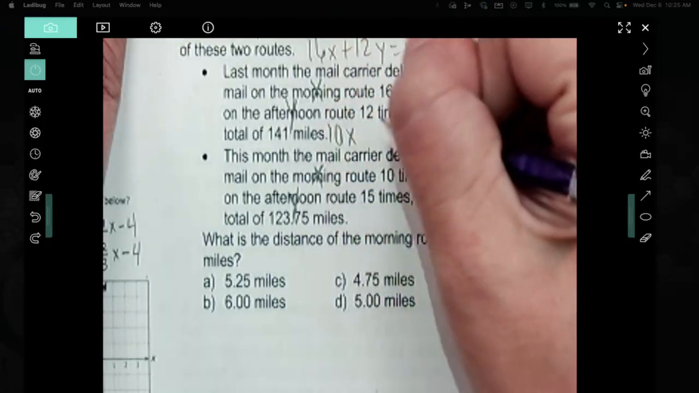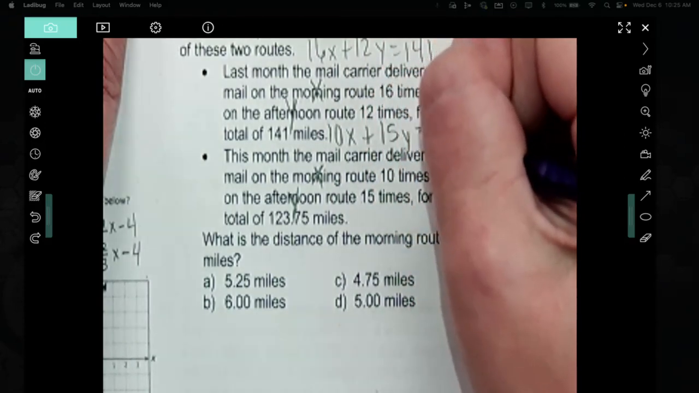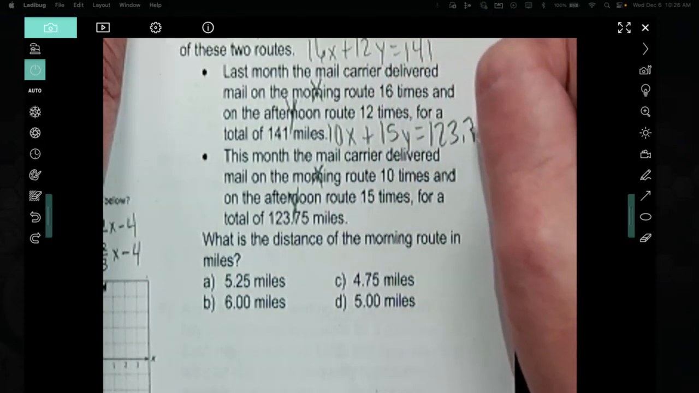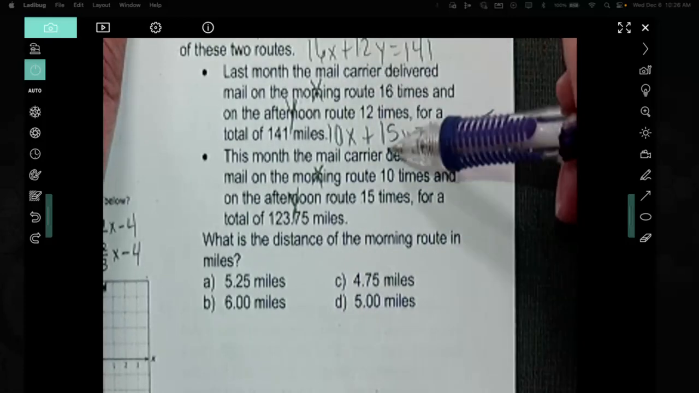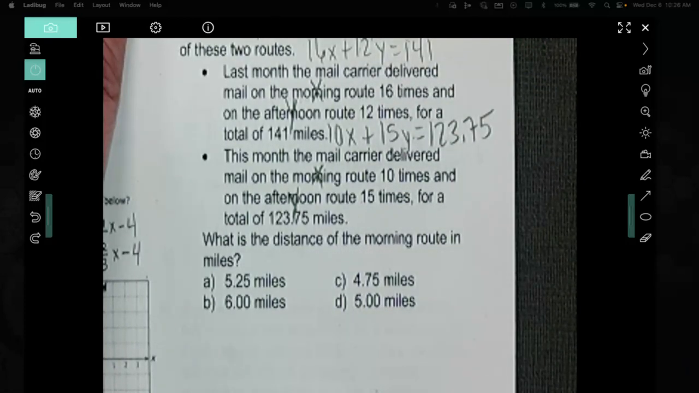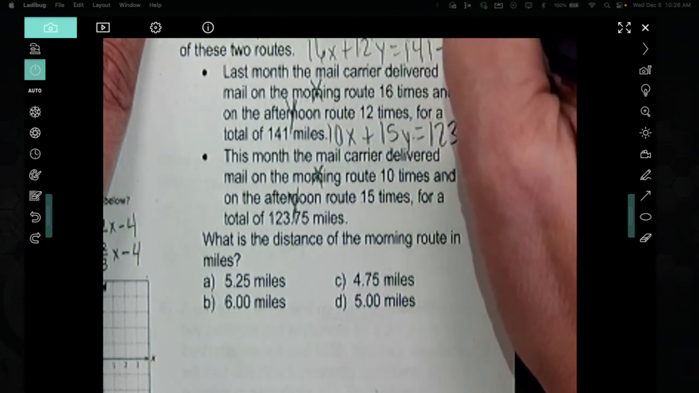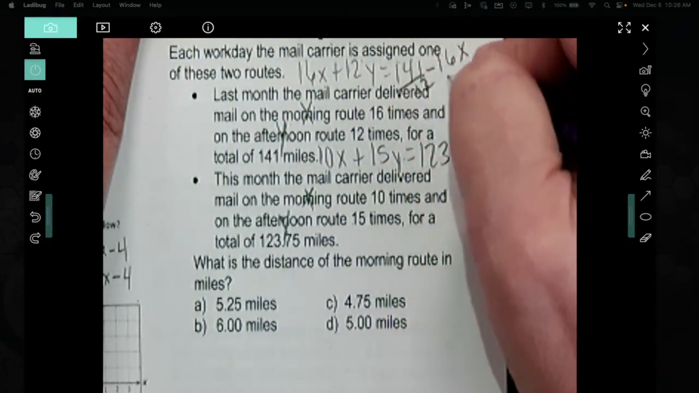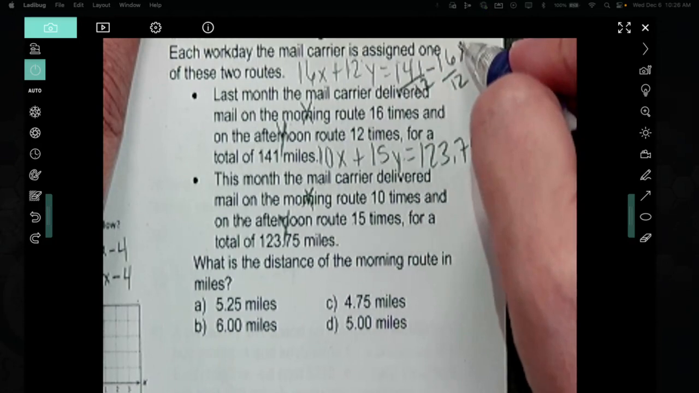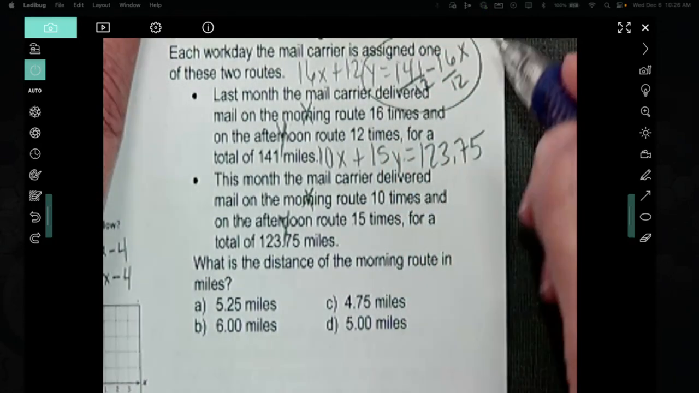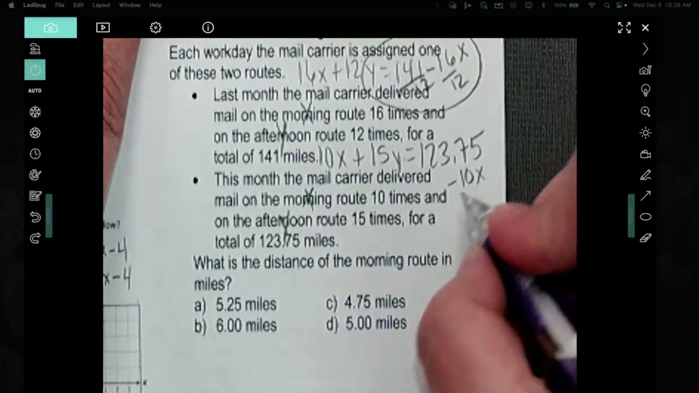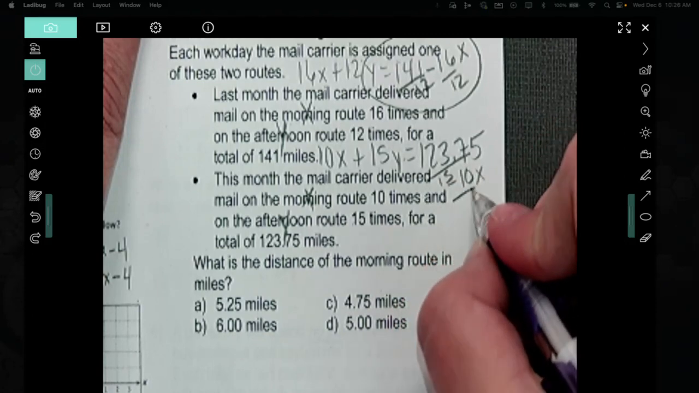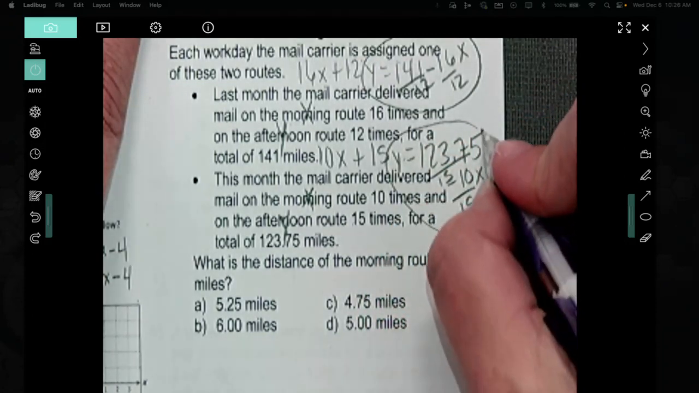I have 10x plus 15y equals 123.75. You could use elimination. You could use substitution. There's all kinds of different methods that you like. If you want to graph it, right, we would minus the 16x and divide everything by 12. And I'm going to leave that a fraction. Here, I would minus my 10x. I kind of ran out of room, sorry. And divide everything by 15.